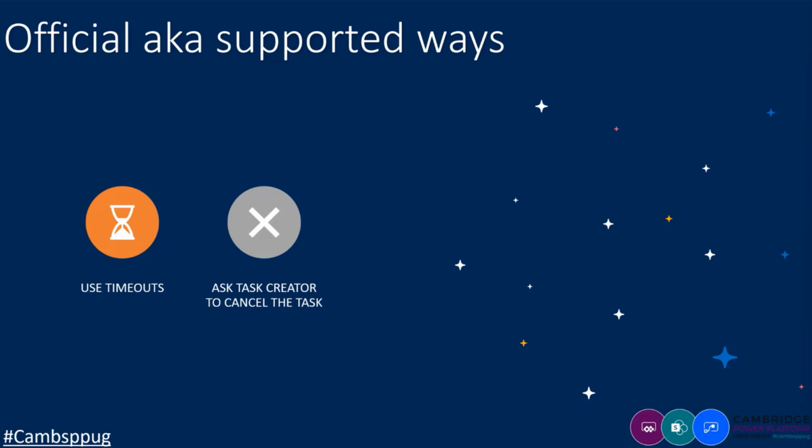Another approach is obviously to ask the owner of the approval task to cancel the task. So always when the author of the task, so the initiator of the approval task, goes to the action items in Power Automate portal, they can see what tasks they have assigned. And from there, they can actually cancel them.